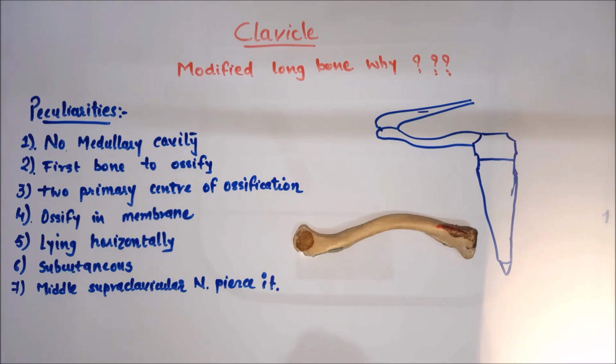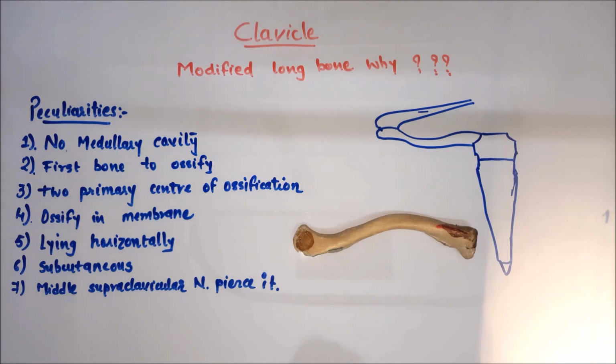It has two primary centers of ossification. It ossifies in the membrane. It lies horizontally in our body. It is subcutaneous throughout, which means we can palpate it throughout, and sometimes it is pierced by the middle supraclavicular nerve. So it has around 7 peculiarities, and it is a most commonly asked viva question during your medical examination. So that is the clavicle.